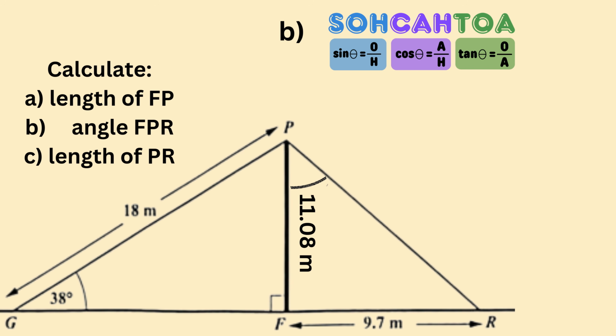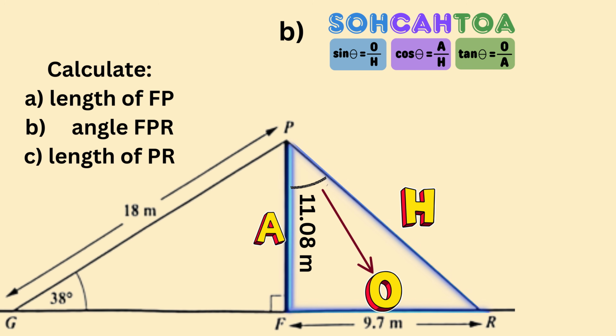To find angle FPR, we need to focus on the triangle to the right, triangle FPR. Let's label the sides relative to the angle that we want to find, angle FPR. We do not know the hypotenuse yet, but we know the opposite and the adjacent sides. FR is the opposite, and FP is the side beside the angle of interest, so FP is the adjacent.